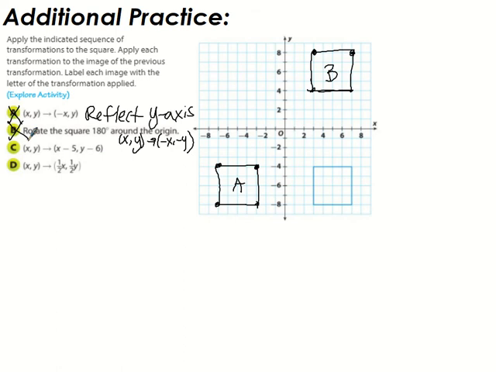Done. Okay, so maybe pause and you try to do C and D and see if yours ends up in the same place. Remember, we're going to now go to B and apply C. And then once you do that, you're going to apply D. All right, so pause, try C and D, and see if you get yours in the same place as mine.